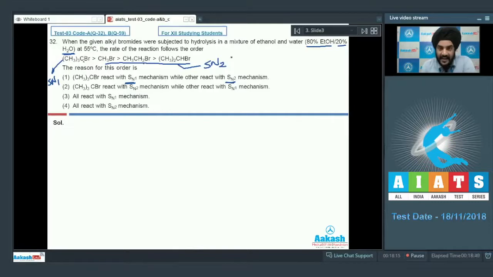The SN2 mechanism is generally hindrance dependent. So as the hindrance increases, the rate of reaction decreases. So we can see that the tertiary butyl bromide reacts by the SN1 reaction and the others react by the SN2 reaction. So students, we can see that the correct answer for this question is option 1. Okay, let us look at the next question.